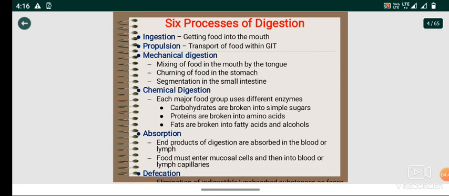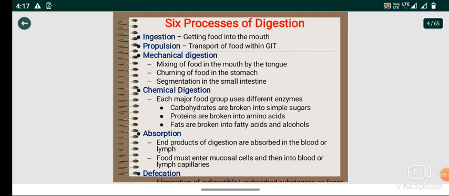Now, six processes take place during digestion. These can basically be divided into four processes, but if we elaborate them, we can divide them into six. If I divide it into the four main steps, they are ingestion, that is taking up the food, then digestion, that is the chemical breakdown of the substances, then absorption, and then finally egestion.